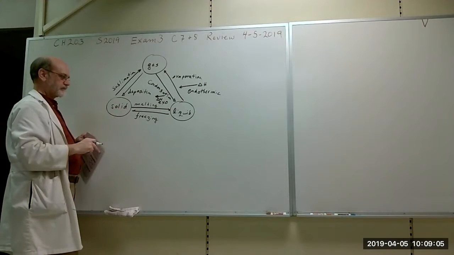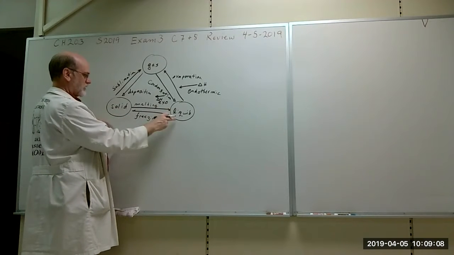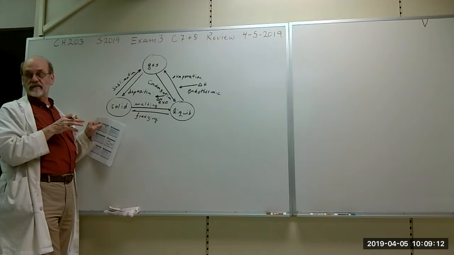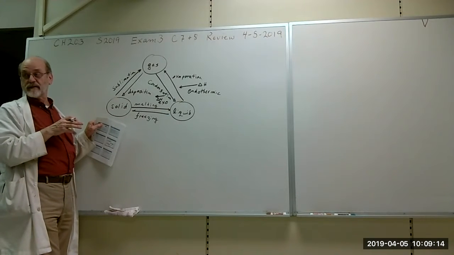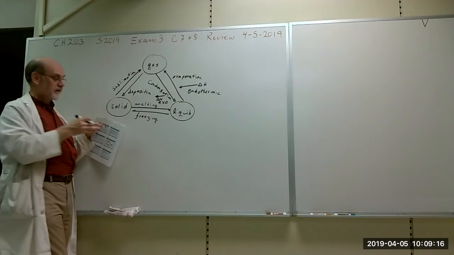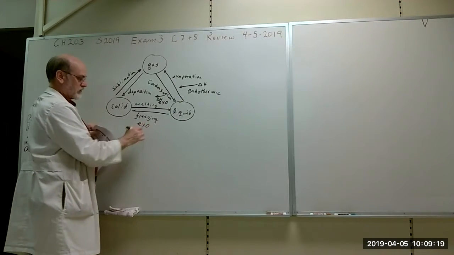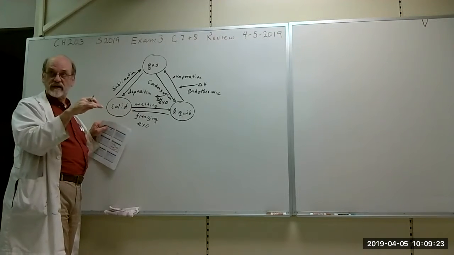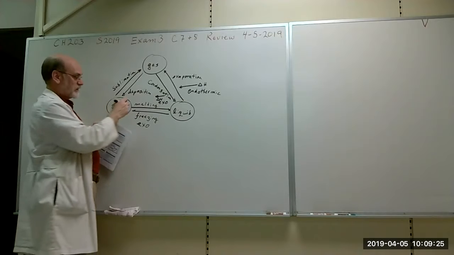So how about this one? If we go from liquid to solid, what are the molecules doing? They're slowing down, right? So that means they've got to give up energy. That means this one is exothermic. And for melting, heat has to go in to speed up the molecules. This is endothermic.